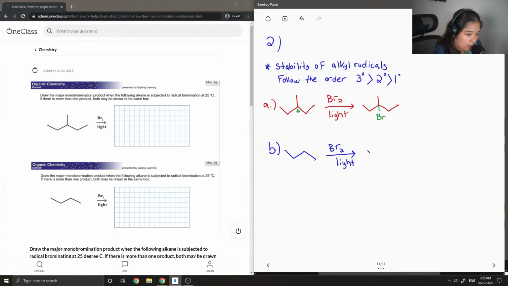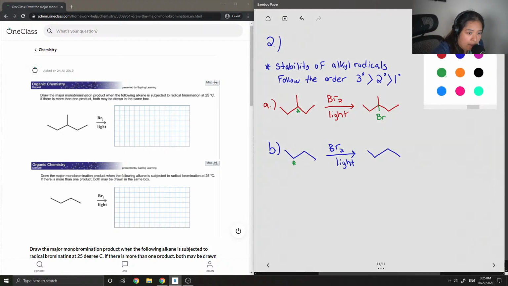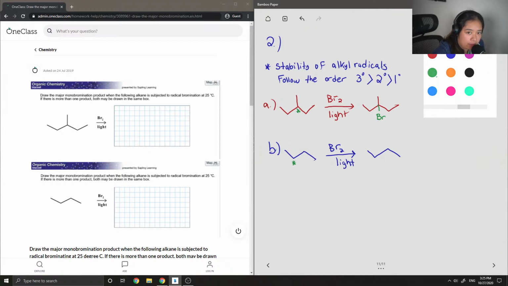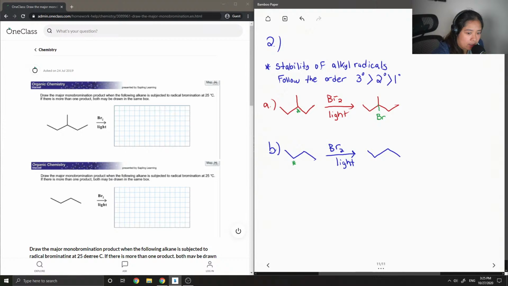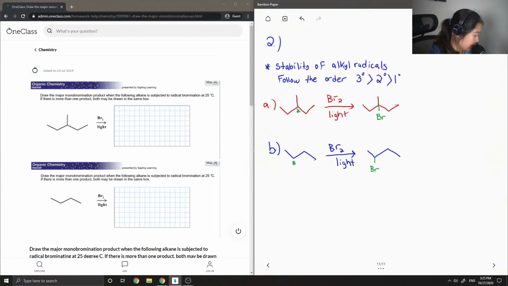And basically, since this compound is symmetrical, it's just going to brominate at one of the carbons that is the 2-degree one. So we know it's not going to form at the end, since that's a 1-degree radical in the mechanism, it's not likely that the bromine is going to form there. So basically I just drew a bromine coming out of there.